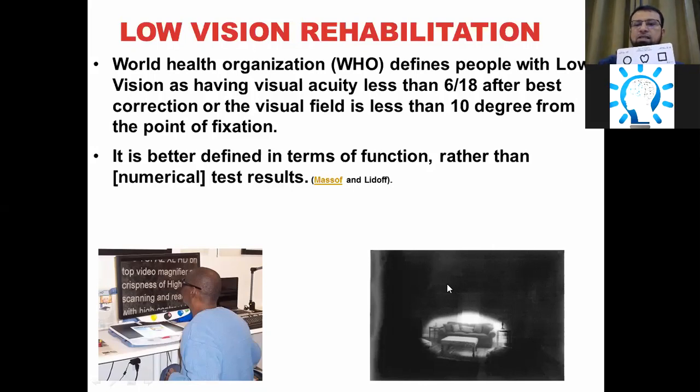If it's lower than 6/18, just divide using your calculator. 6/18 is equal to 0.3333. If the patient's visual acuity is less than 0.3, this is considered a case of low vision.